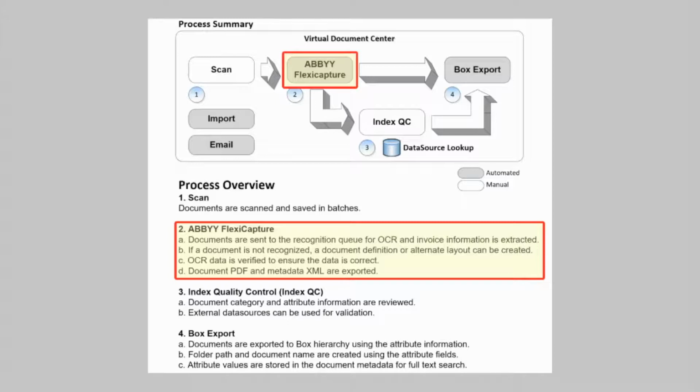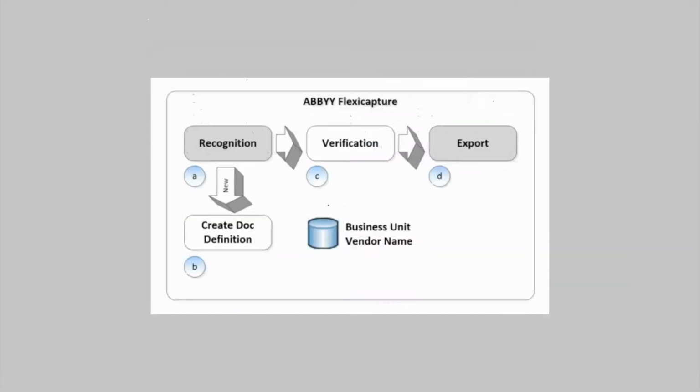Keywords will be utilized to locate header information such as invoice date, invoice number, vendor name, business unit, and invoice total. If a document is not recognized, a document definition or alternate layout may need to be created. The document data is then verified and then finally exported.